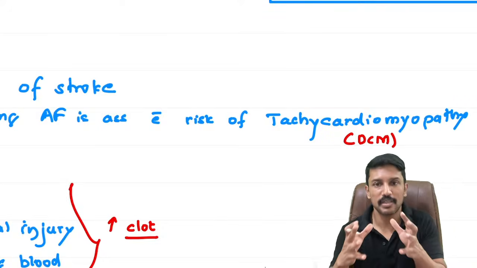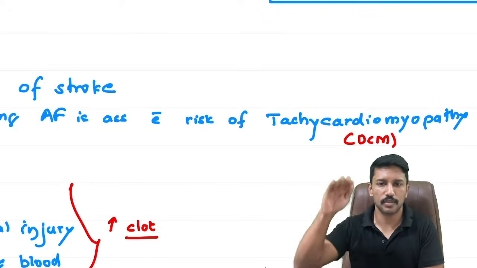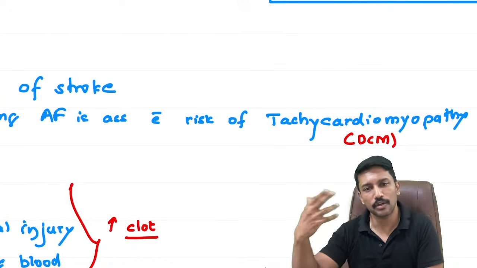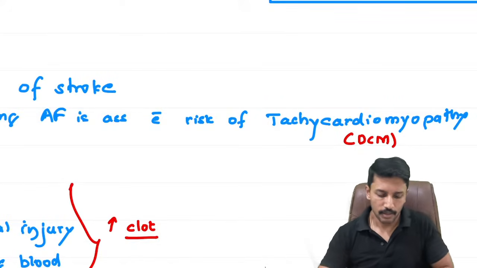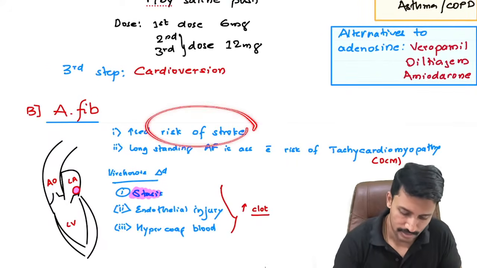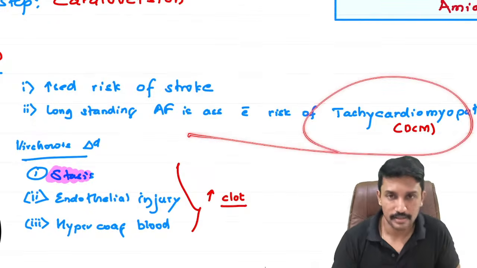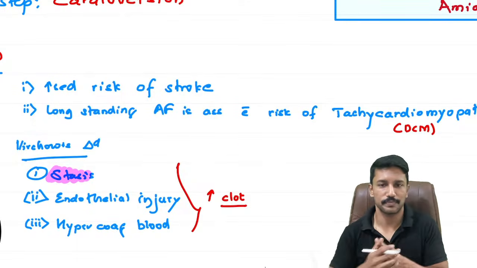So once the ventricle becomes dilated, its force of contraction comes down, ejection fraction comes down. So now I will get into heart failure. If I try to treat, I run the risk of stroke. If I don't treat, my heart fails. So what should I do?